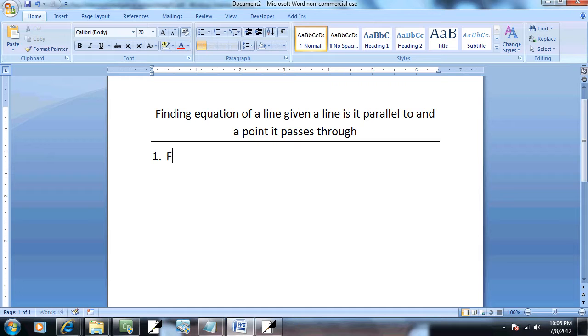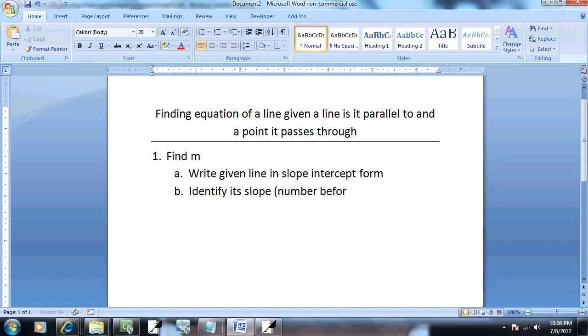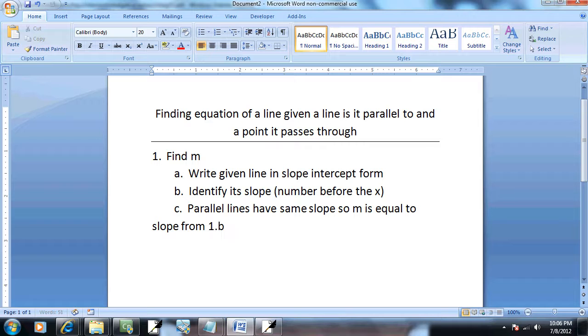Let's see. First step, find m. And from within that step, we're going to write the given line in slope-intercept form. We're going to identify its slope. This is the number before the x. And parallel lines have the same slope. So m is equal to the slope from 1b.